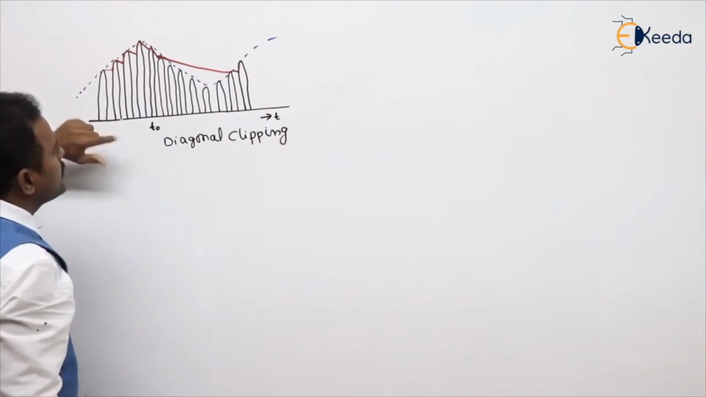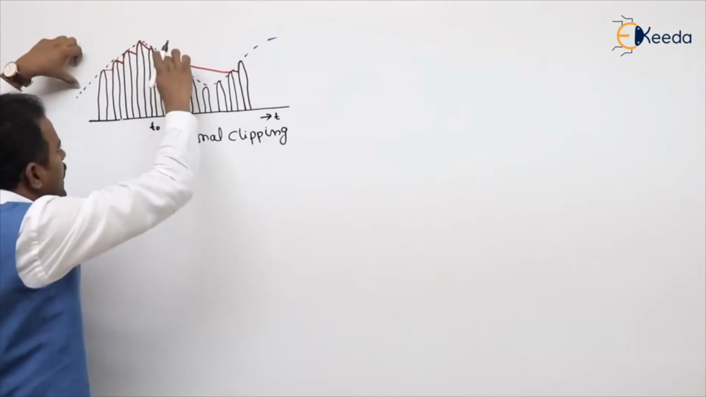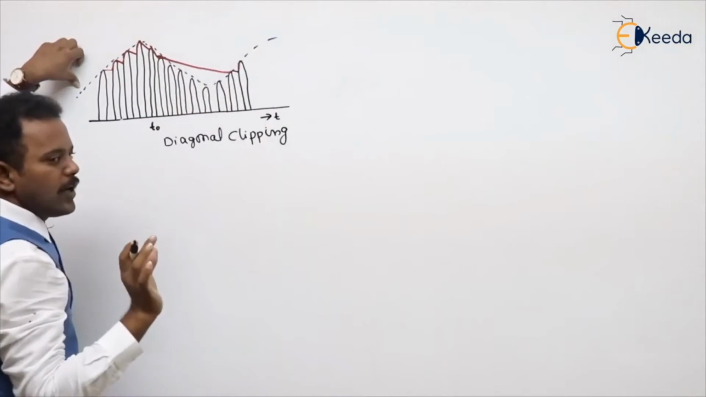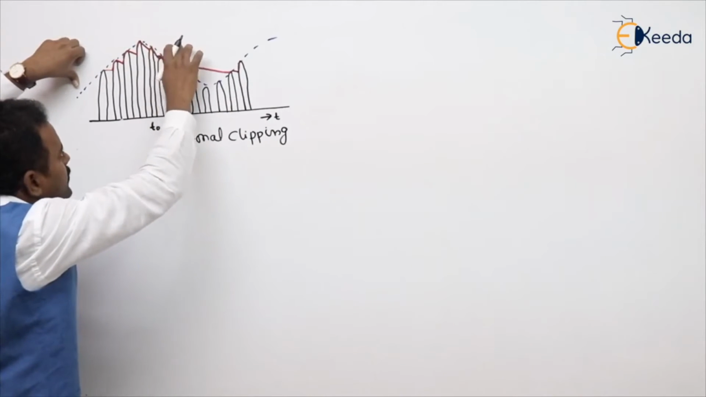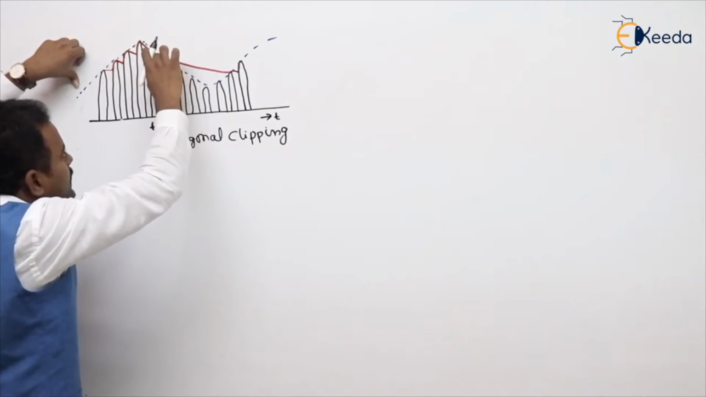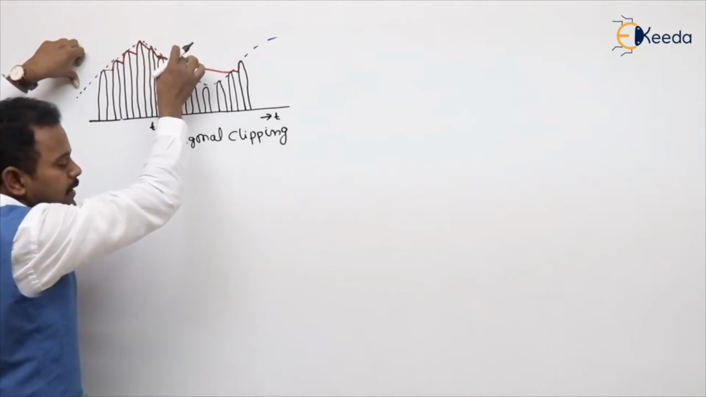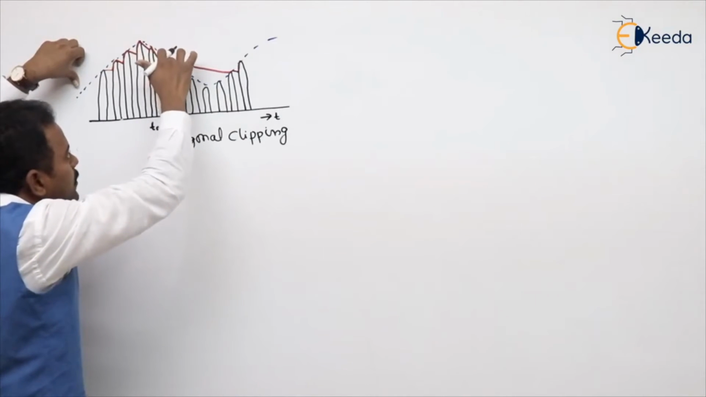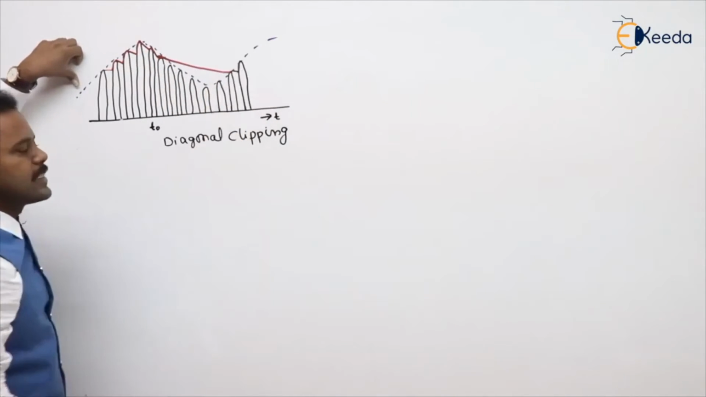What is the diagonal clipping? See here, because of taking the time constant more, the blue one is the actual message, what we are expecting. But because of the larger RC, this red one is the output of the capacitor that we are taking as our message. See, it is unable to follow this one. It is going on to the next cycle.